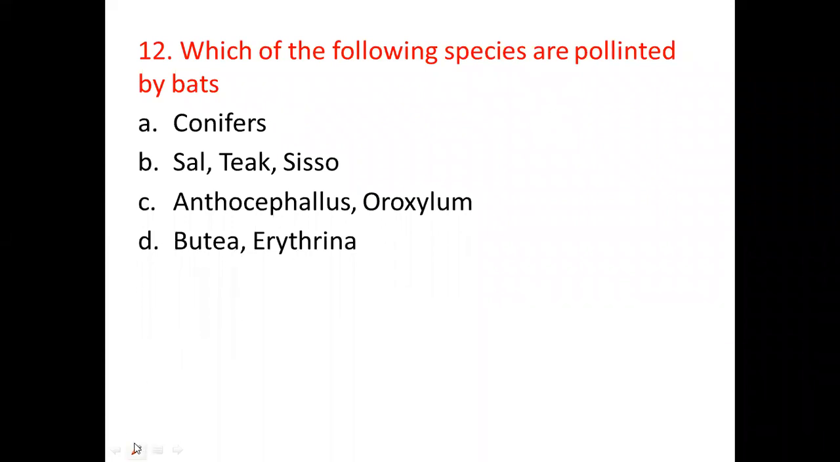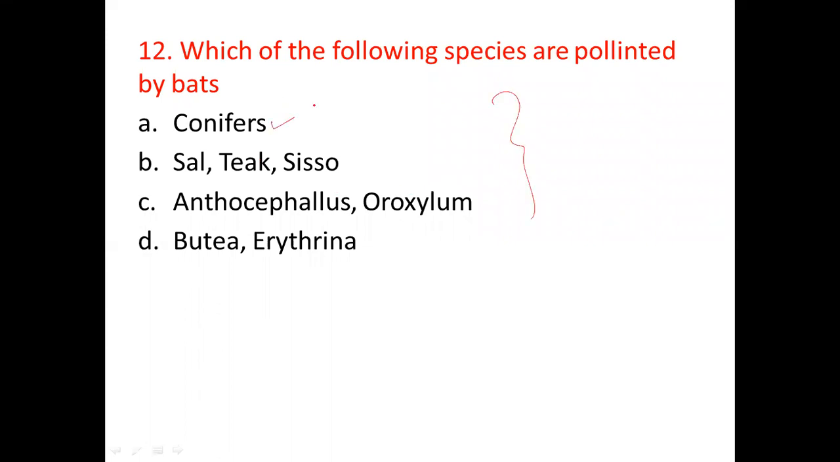As most of you are aware, bats are one of the important species in our ecosystem. They play an important role in pollination of the Anthocephalus species as well as the Oroxylum species. Please remember, this was a question. Not this question, but one related to pollination. They generally ask one question.